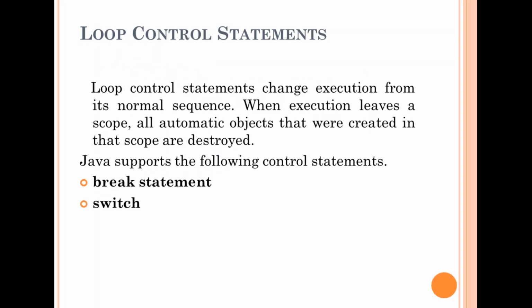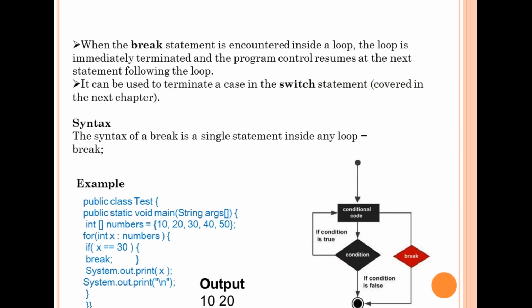Next topic is loop control statements. Loop control statements change execution from its normal sequence. When execution leaves a scope, all automatic objects that were created in that scope are destroyed. Java supports the following control statements: break statement and continue statement. A break statement terminates the loop or switch statement and transfers execution to the statement immediately following the loop or switch. A continue statement causes the loop to skip the remainder of its body and immediately retest its condition prior to reiterating.